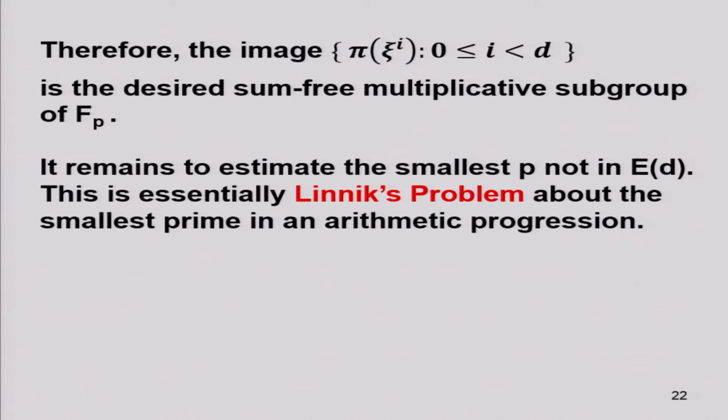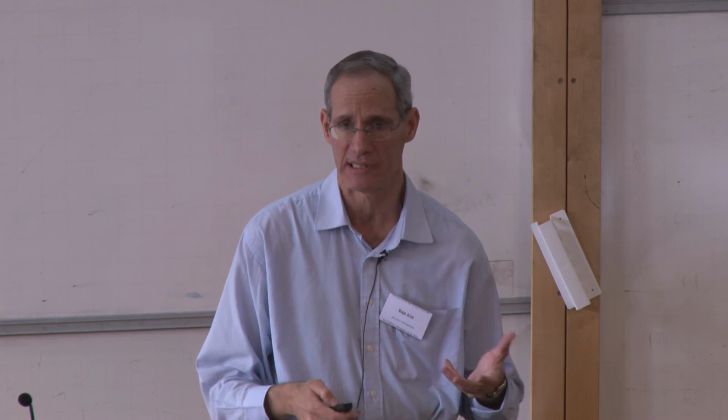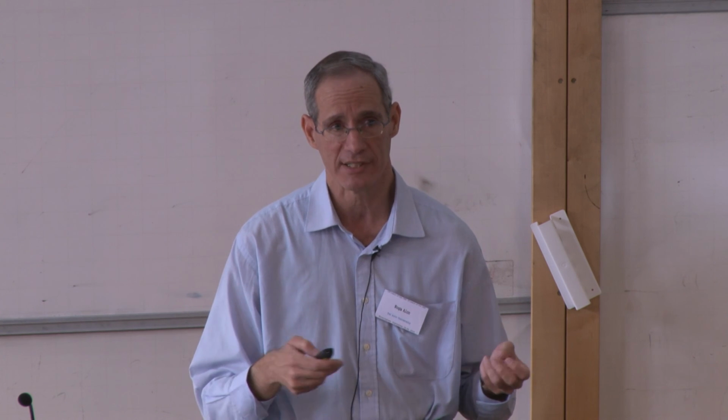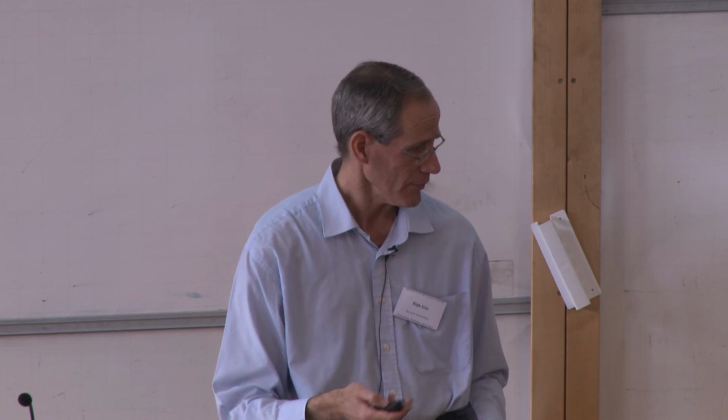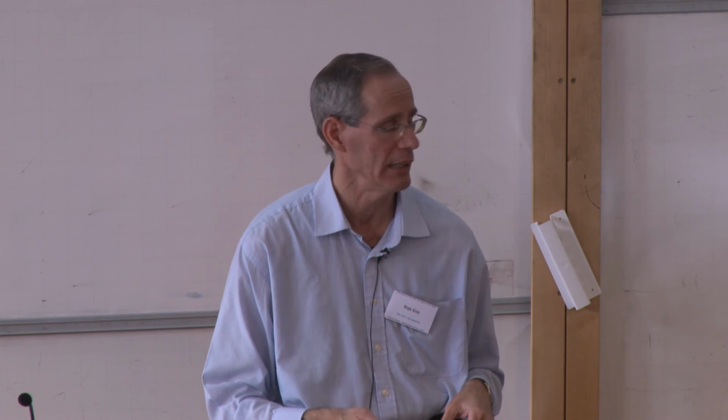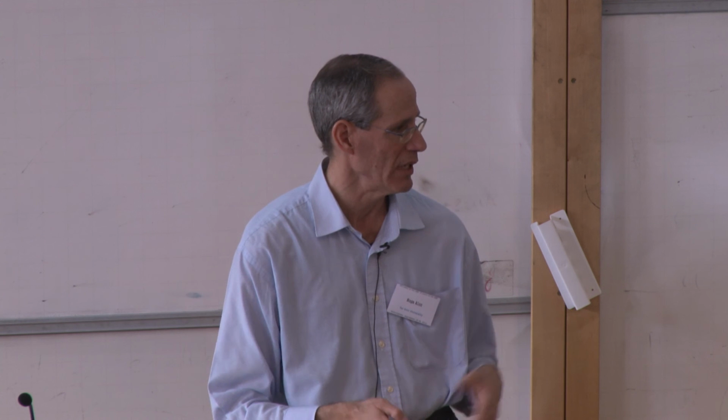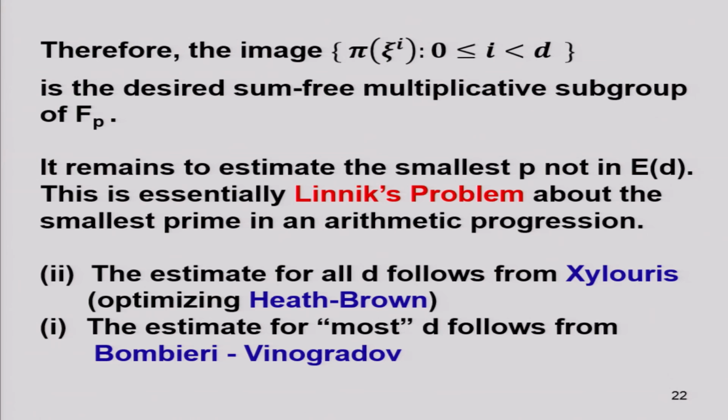And this is where you use some facts from analytic number theory, and as I said, specifically from the study of the Linnik problem about the smallest prime in a given arithmetic progression. Here I'll not say much, but the estimate for every D that I mentioned, that this P is at most D cubed, follows from two papers by Xylouris, but really this is just optimizing a method of Heath-Brown. Then the estimate for most D, whatever most means, follows from the Bombieri-Vinogradov theorem.